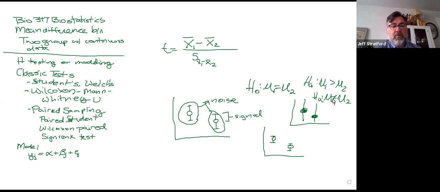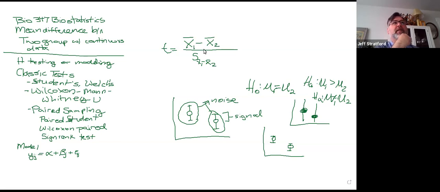Okay, so when you test this, here are some assumptions. One is that your data are independent. So the observations within each group are independent, right? And then the observations between groups, of course, are independent, okay?